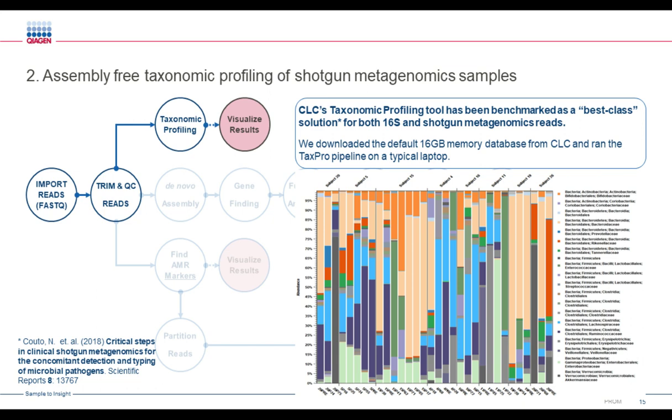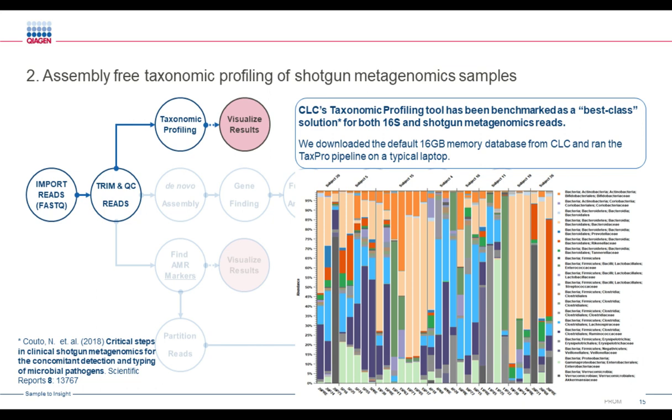Nonetheless, for this initial analysis, again, it's a simple 2-step workflow where after importing your reads and doing some simple trimming and quality control of removing low-quality reads and so forth, we then apply the taxonomic profiling tool to produce a variety of different visualizations.